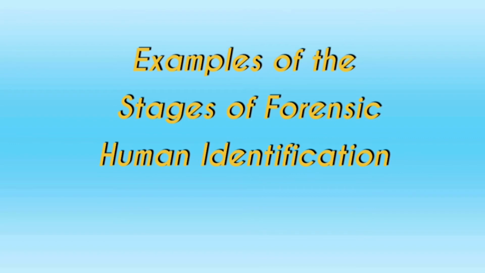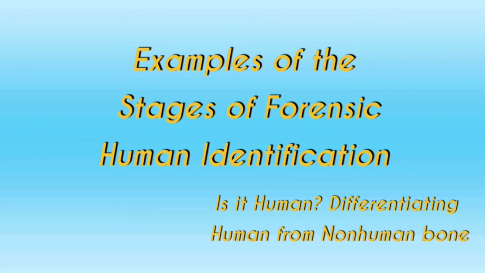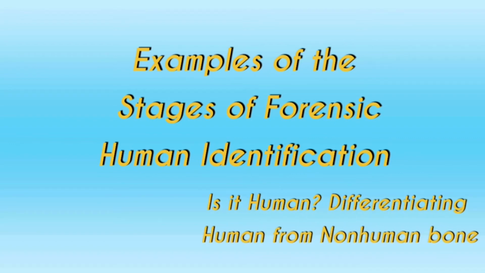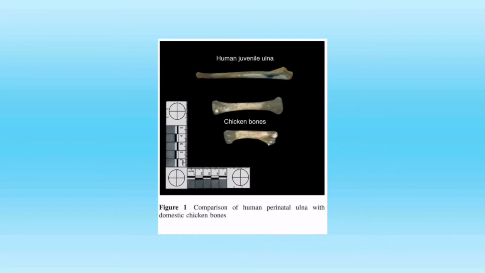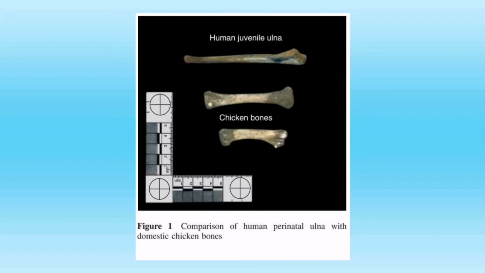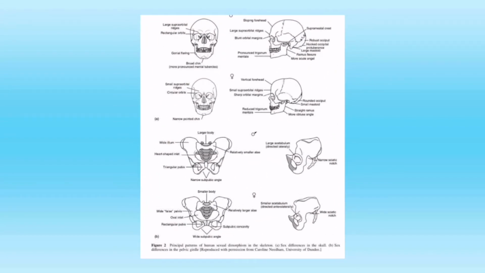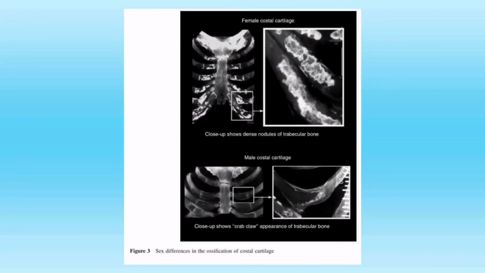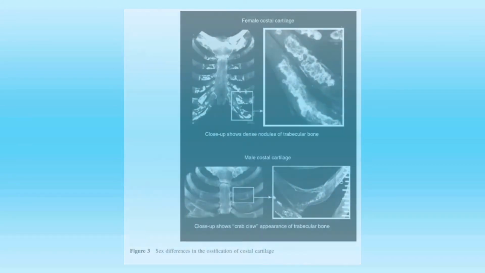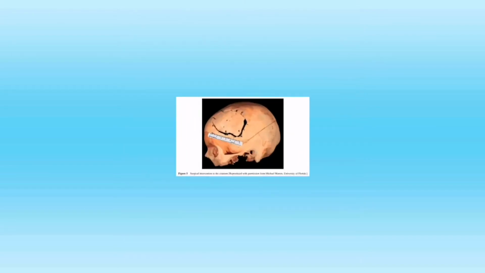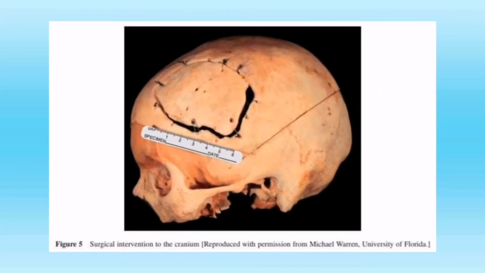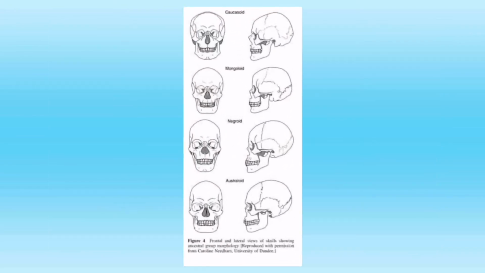Examples of the stages of forensic human identification. Is it human? Differentiating human from non-human bone. Frequently, bone is presented for identification from the sites of accidental discovery, or from the sites to which a presumption of violent or wrongful death may be attached through police intelligence. From a medico-legal standpoint, initially it is presumed that the remains are human and were deposited within a relevant time scale.